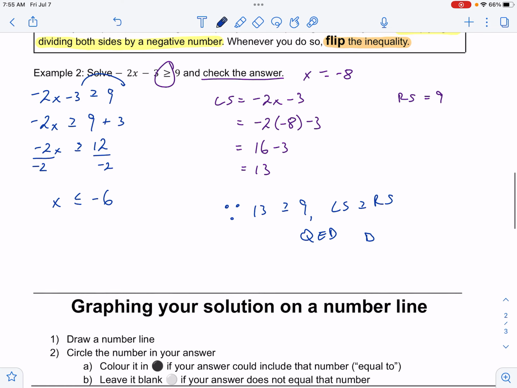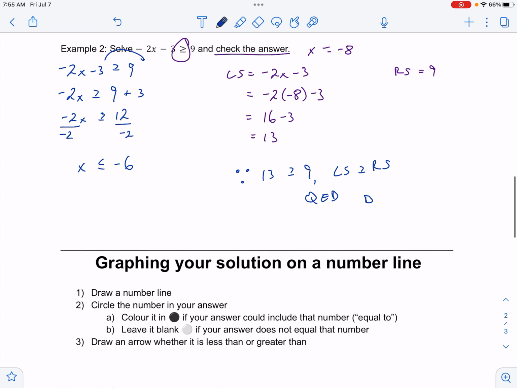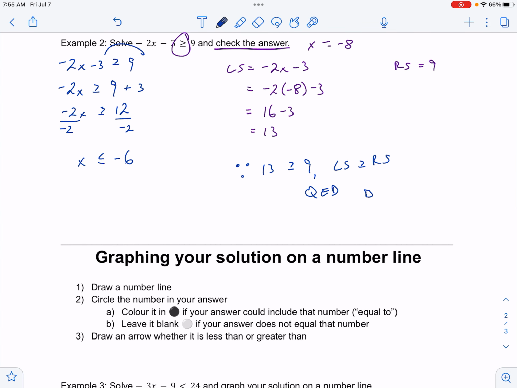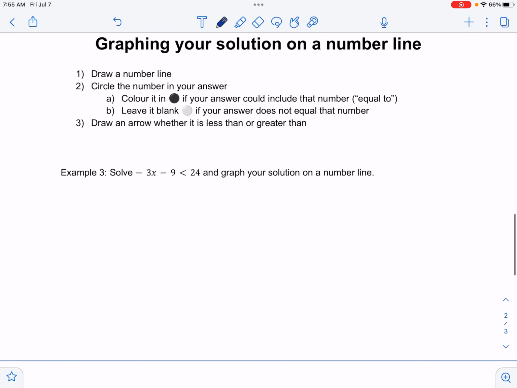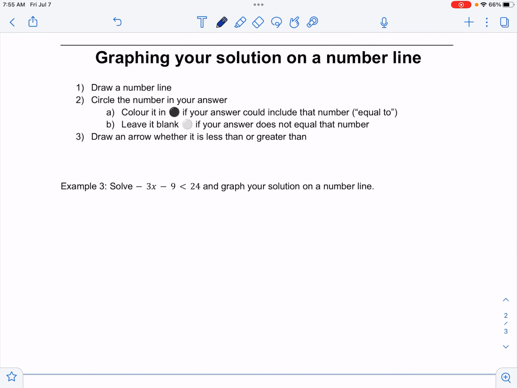Now, in terms of what this looks like graphically, when you hear the word graphically, you always think of a Cartesian grid, an XY axis. Graphically truly just means in picture format. So how does this look in picture format? Let's start off by solving this inequality.